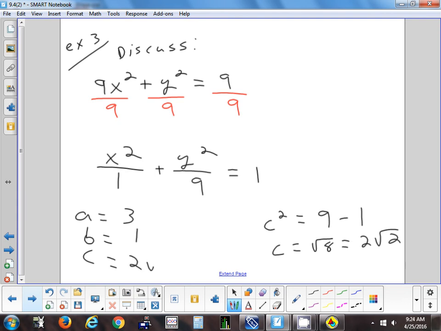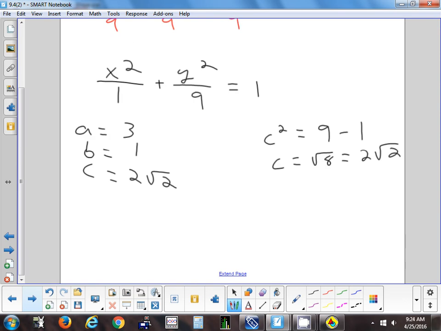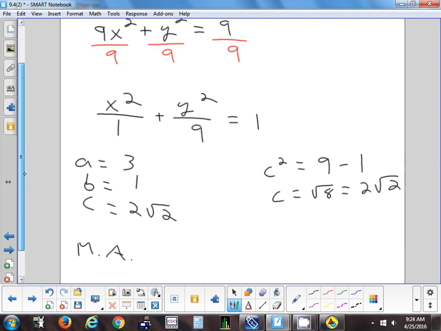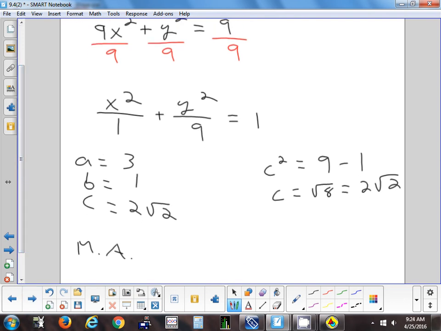All right, so let's start with our major axis. Which way does the major axis go in this one? Horizontal or vertical? And how do you know it's vertical? Because the y is the bigger one. How do you know? The bigger number is under y. Yep, bigger number is under y. Okay, so major axis, vertical. So now when you think about vertices and foci, think above and below. Don't think left and right anymore.